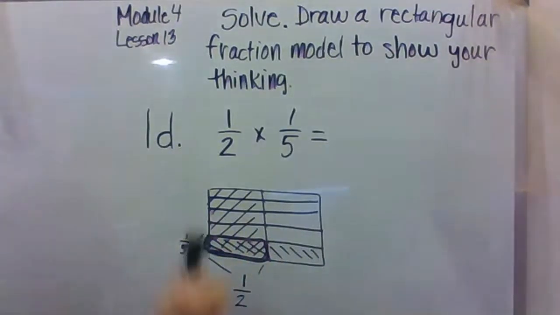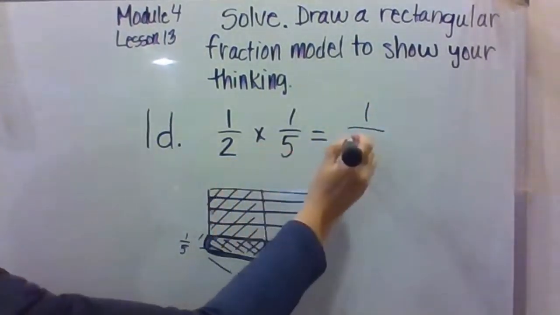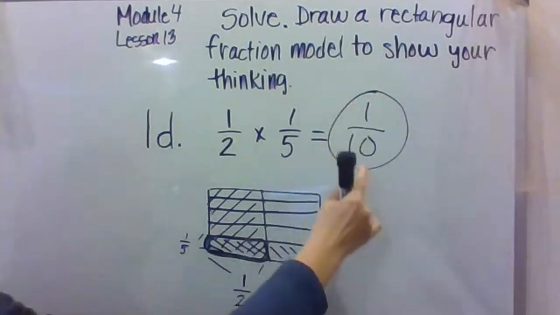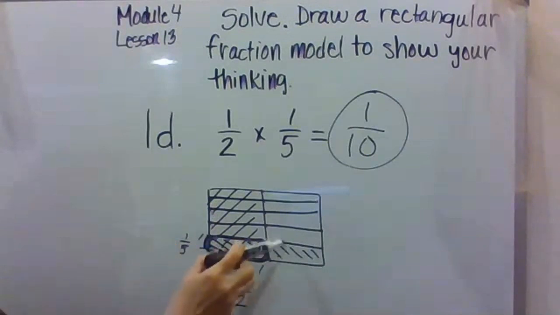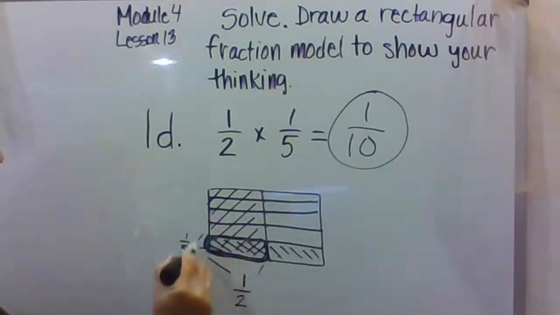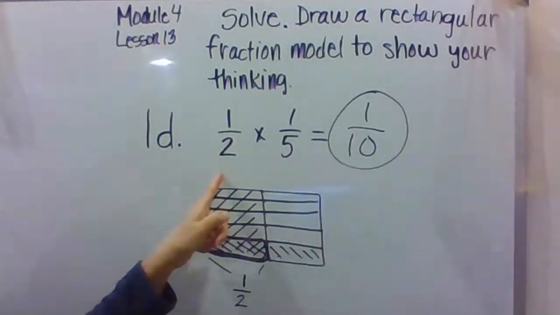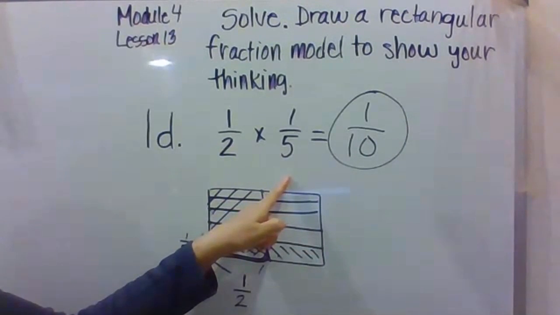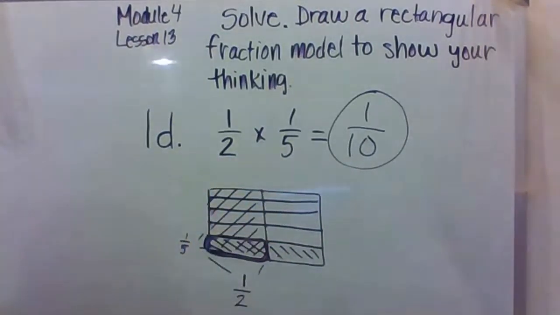Okay, so when I multiply straight across on the equation, 1 times 1 equals 1, 2 times 5 equals 10. That would be my product. Does the model match up? Well, how many total pieces do we have? 1, 2, 3, 4, 5, 6, 7, 8, 9, 10. How many were colored twice? Just the one, so 1 out of 10. So again, your model should match up. And if you go back to that same math question that we've answered many times this year, what happens to the product when you multiply a fraction less than 1 by a fraction less than 1? You should now know the product will get less than both factors.